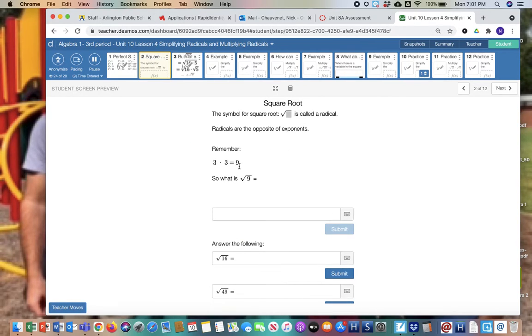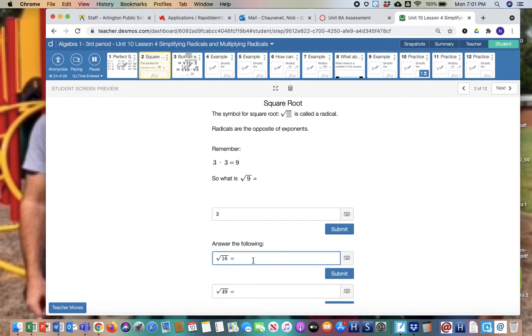First off, what if we're trying to simplify a square root when it's a perfect square? The symbol for a square root is this, and it is called a radical. The sign itself, this little check mark looking deal with the line on top of it, is called a radical. Radicals are the opposite of exponents. The same way that 3 times 3 is 9, that means the square root of 9 is 3.